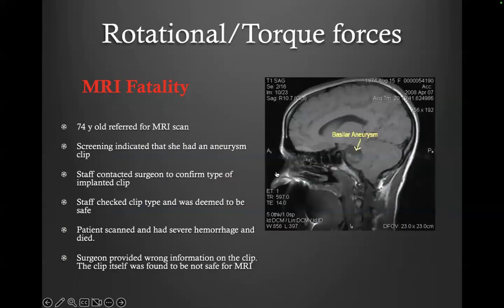So there's another MRI fatality. A 74-year-old was referred for an MRI scan, and the screening indicated that she had an aneurysm clip. Staff actually contacted the surgeon to confirm the type of implanted clip, and the staff checked the clip type and it was deemed to be safe. And then the patient, while being scanned, had a severe hemorrhage and died.